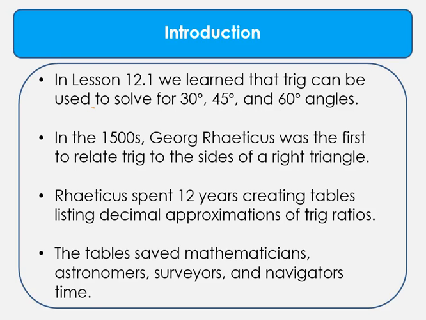In the 1500s, a mathematician named George Rheticus was the first to relate trig to the sides of a right triangle. He spent 12 years creating tables listing decimal approximations of trig ratios. He worked all of these ratios out by hand. The tables saved mathematicians, astronomers, surveyors, and navigators a great deal of time in their daily work. We'll actually be going over some of these tables and learning how to use them in class. Before you had wonderful calculators like you have now that do these problems quickly, you would use the tables to do your math.